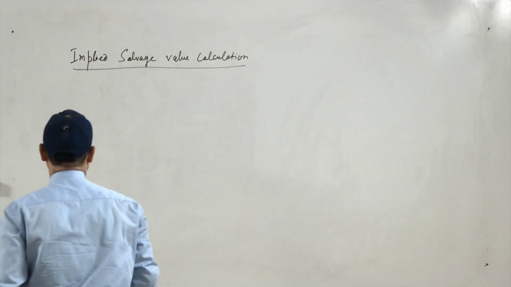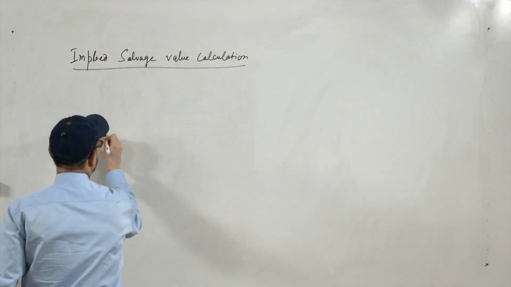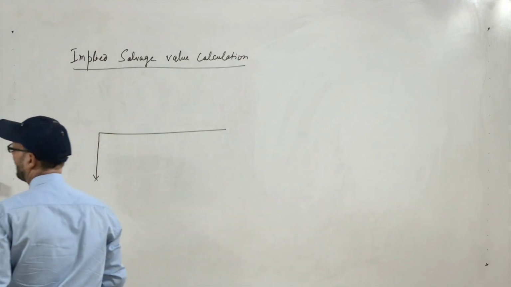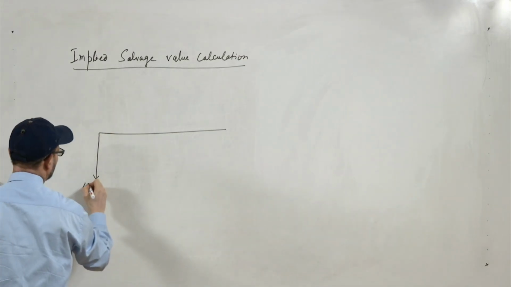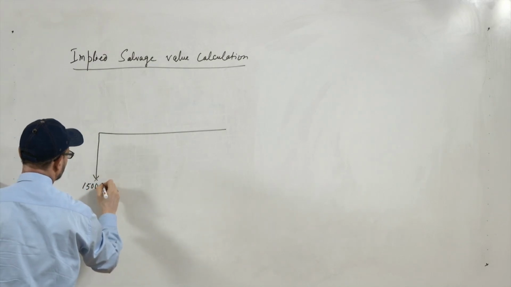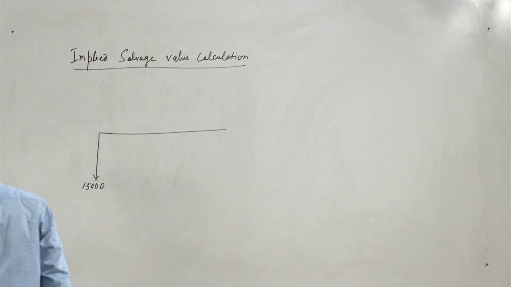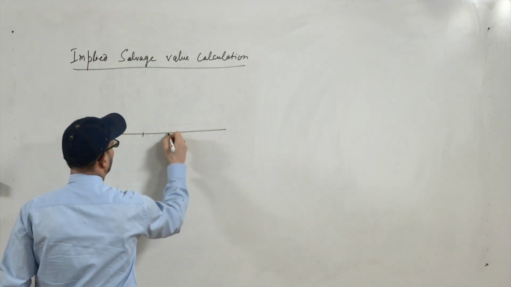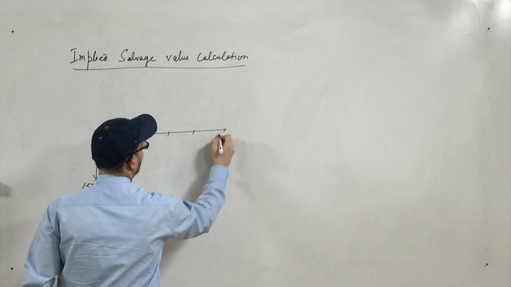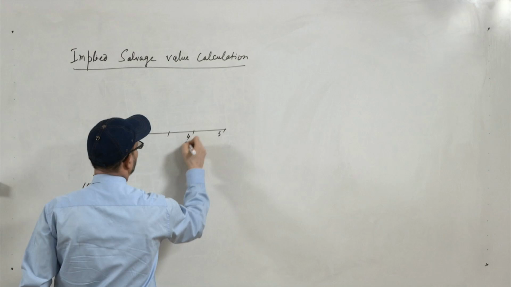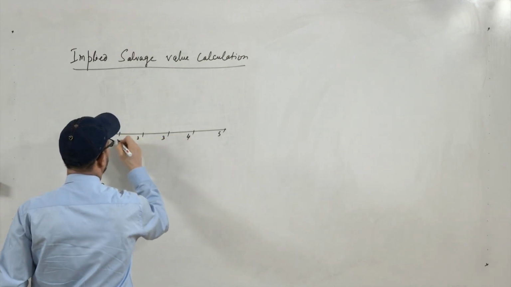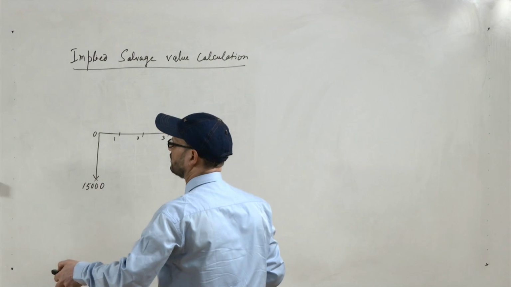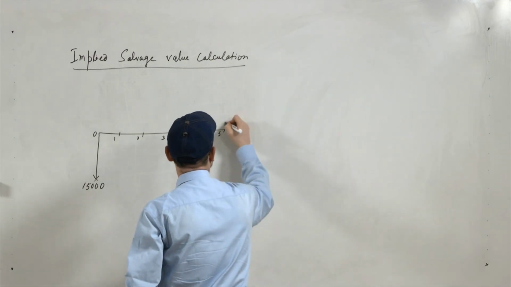Now, suppose you had an asset for which the first cost was 15,000, and it had a life of 5 years, and after the 5 years of its life it had a salvage value of 3,000.